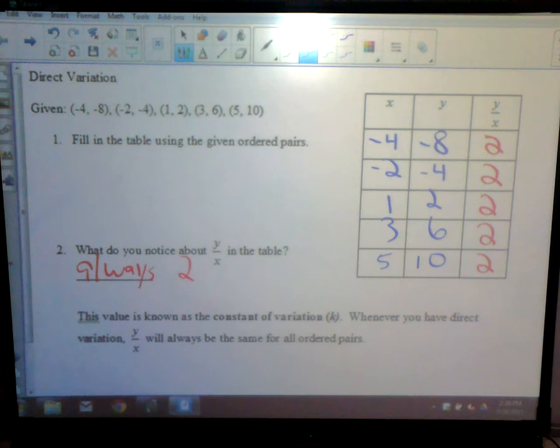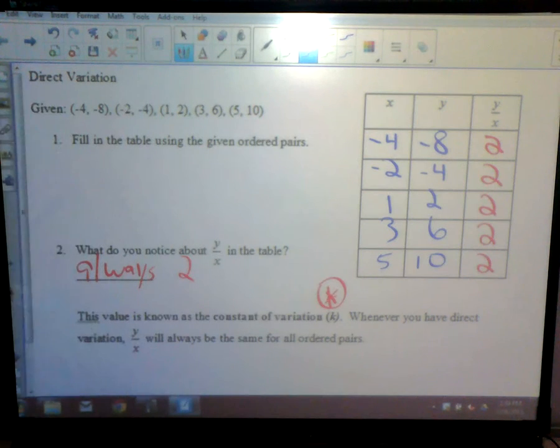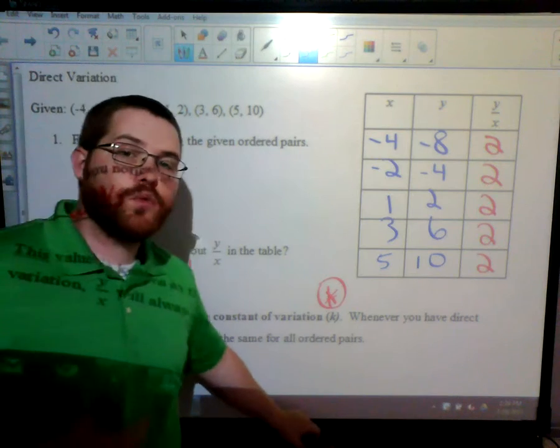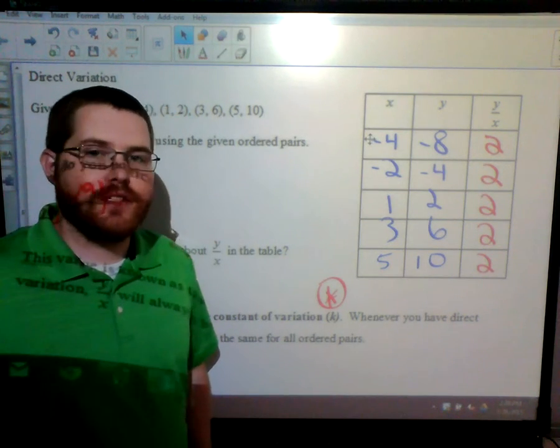This value is known as the constant of variation. I just call it k. Whenever you have a direct variation, y over x will always be the same for ordered pairs. That's one of the ways we prove something's a direct variation. We check all the k values and see if they're all the same.